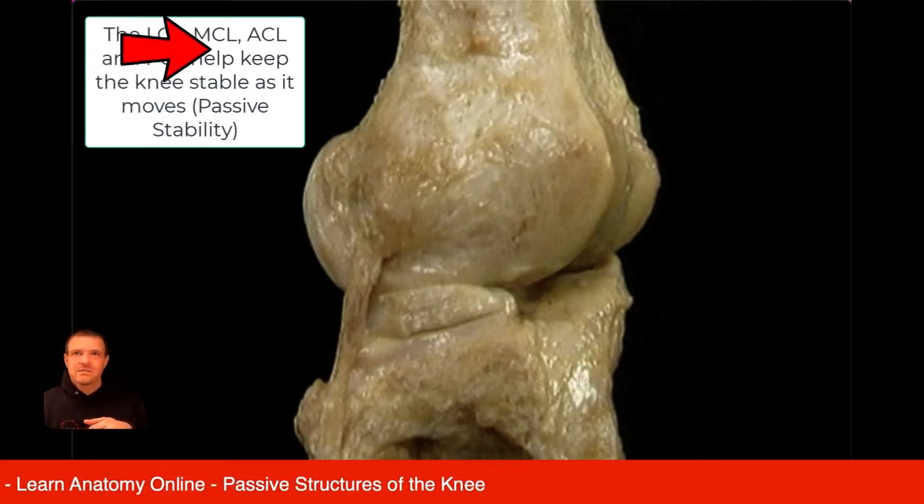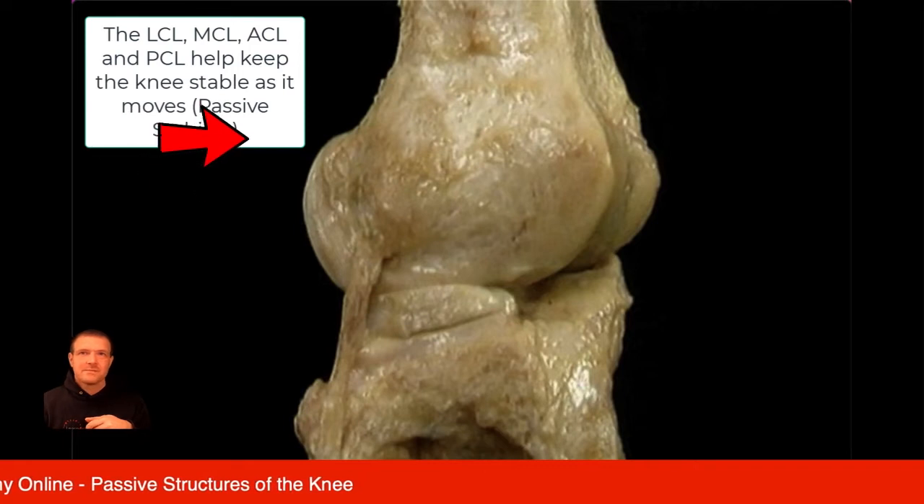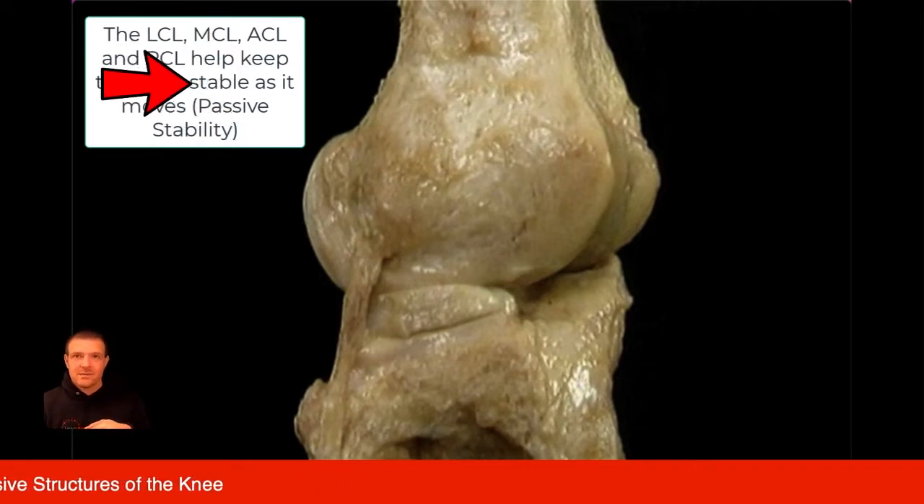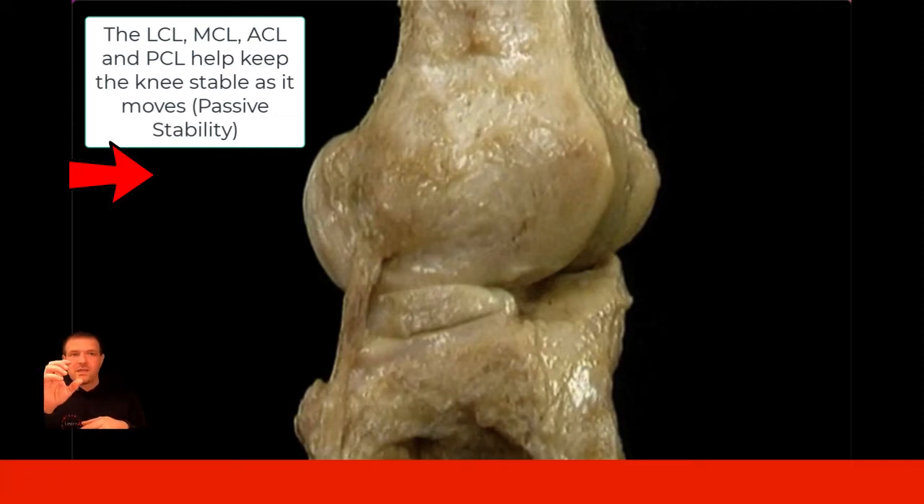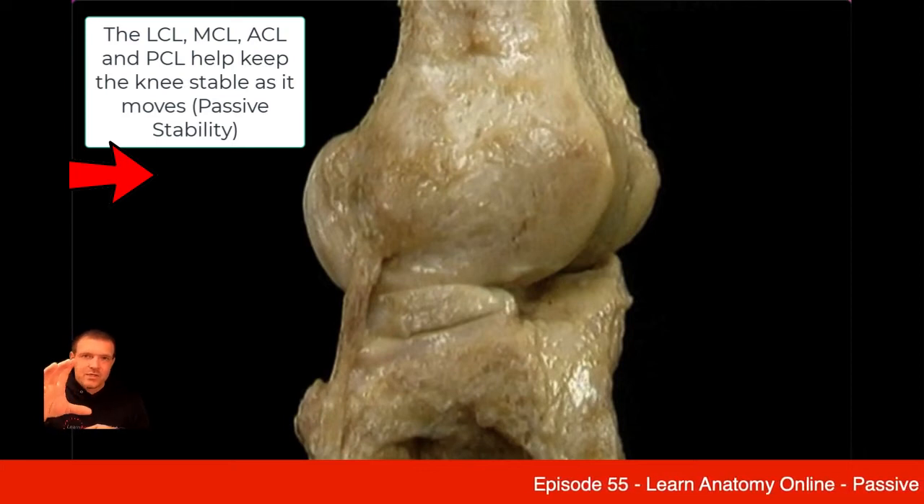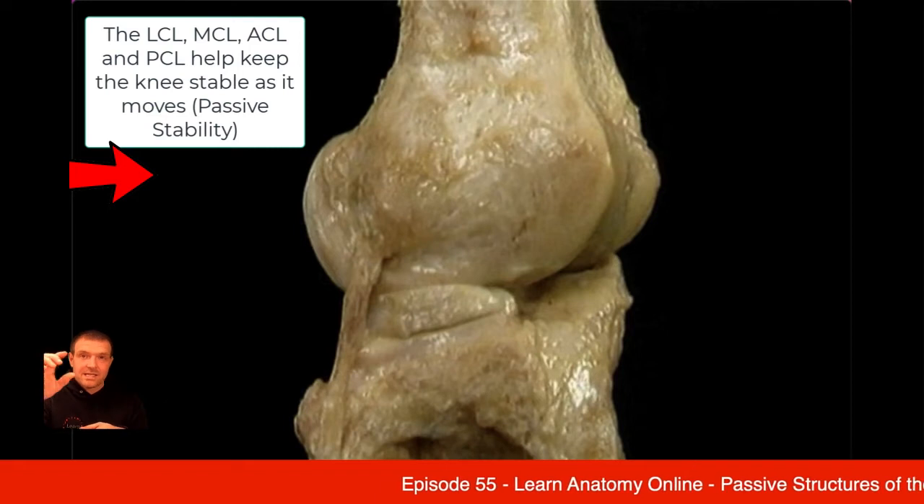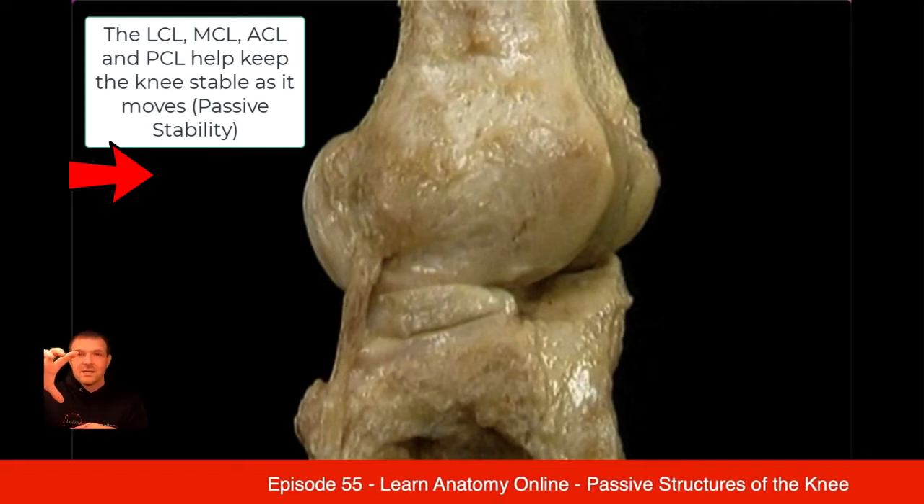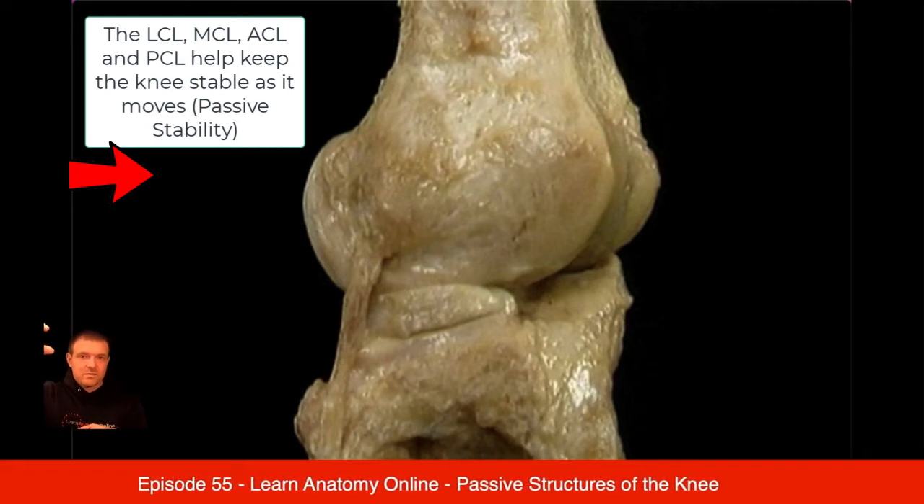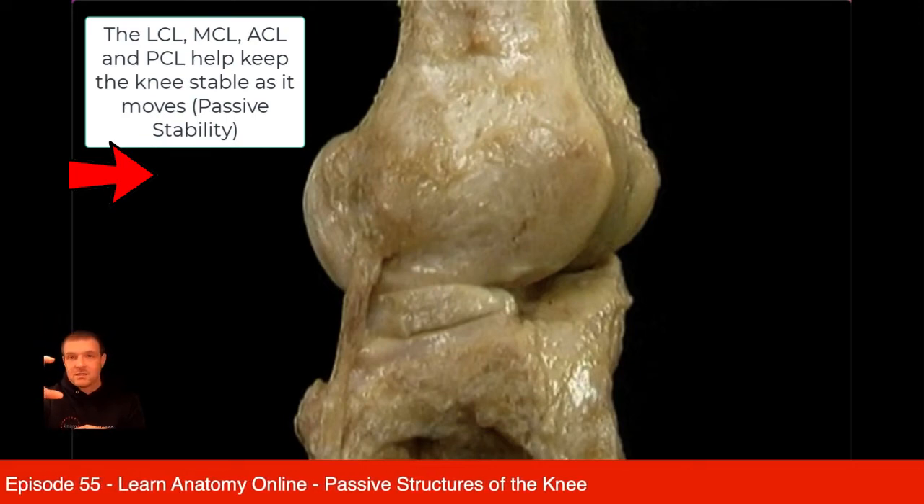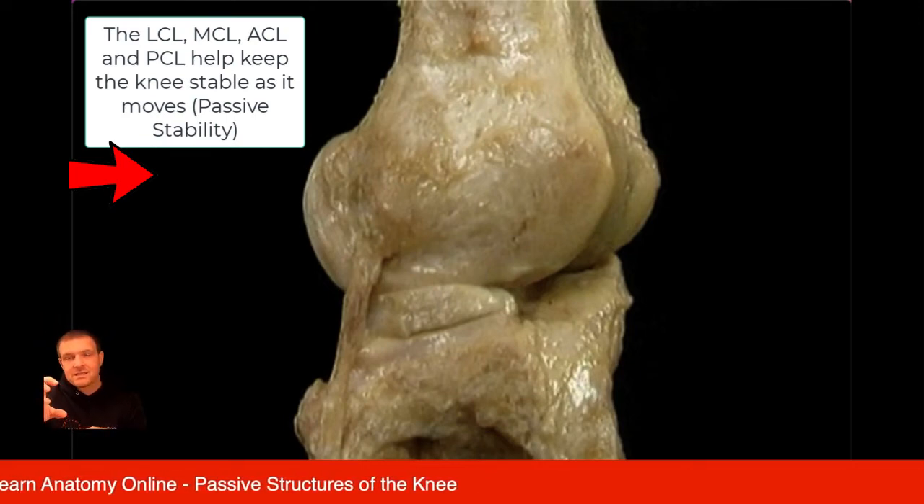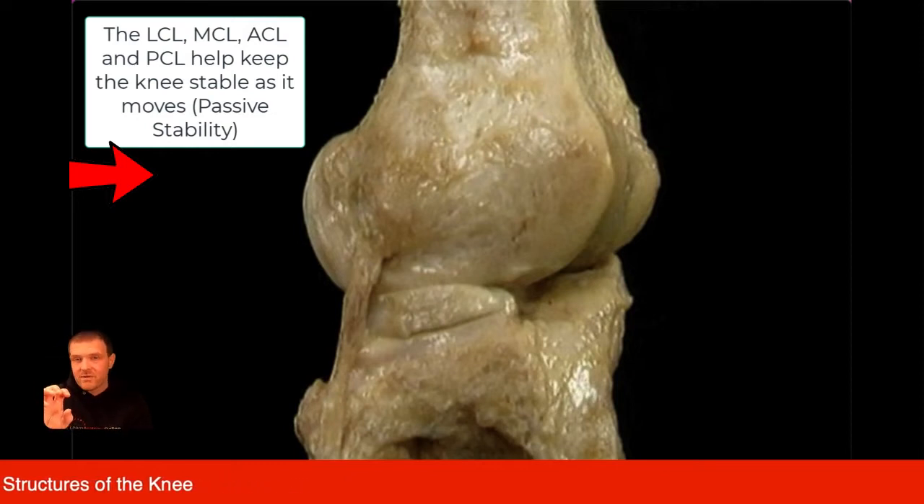So the ACL, MCL, PCL, LCL help keep the knee stable as it moves. So it's passive stability. And within the ligaments, and we talked about this a few sessions ago, the ligaments are full of proprioceptors. So they tell your body where your knee is. If they're being excessively lengthened, then signals will be sent off to your spinal cord, and it will contract the relevant muscles to protect that knee joint, and it will work in the opposite direction basically.